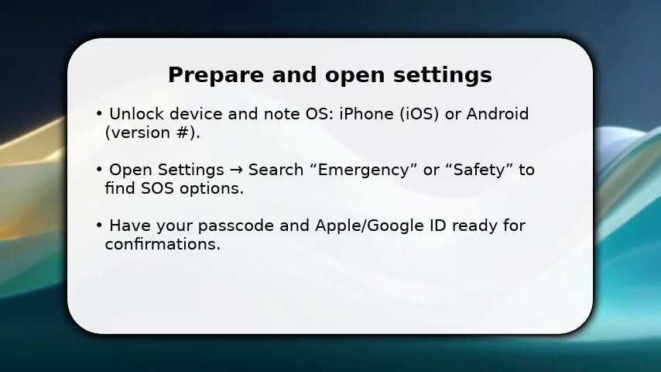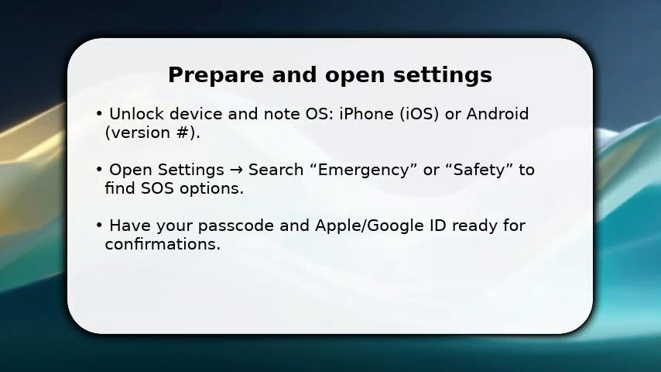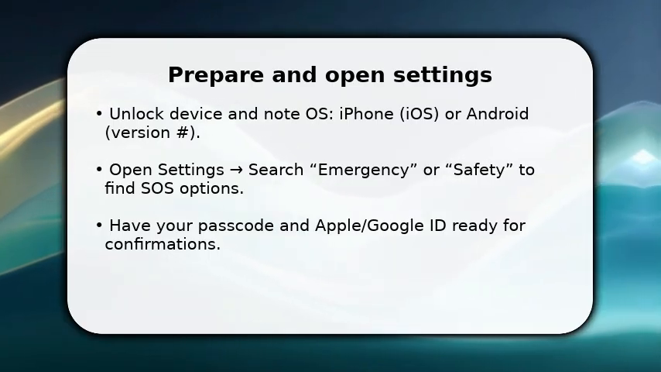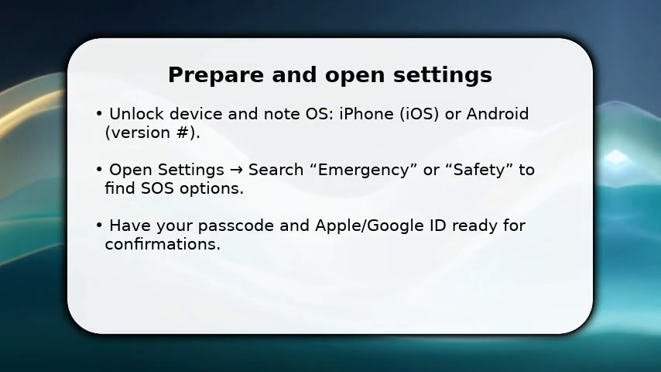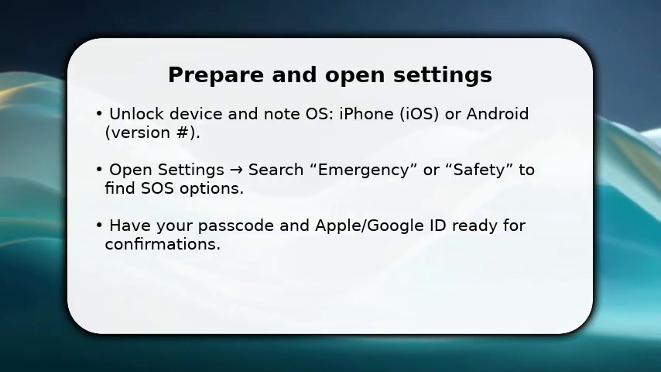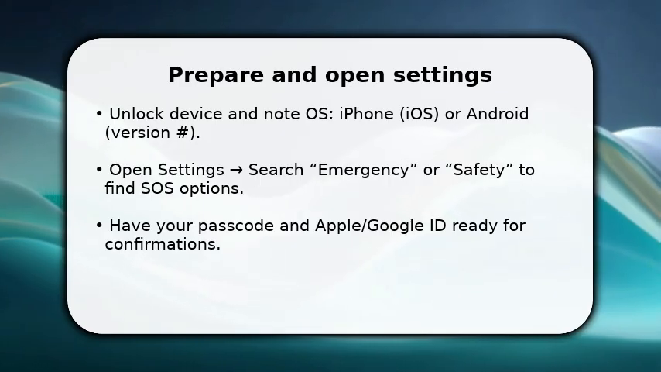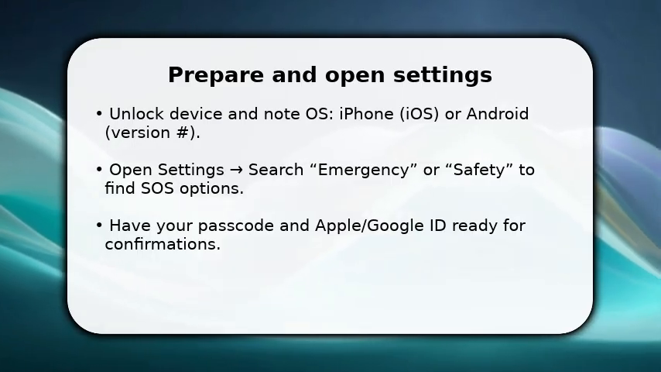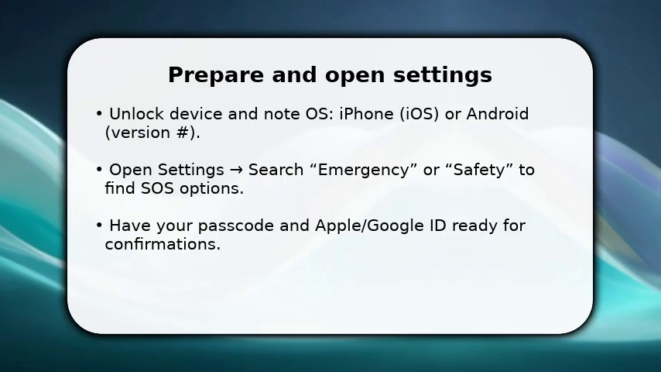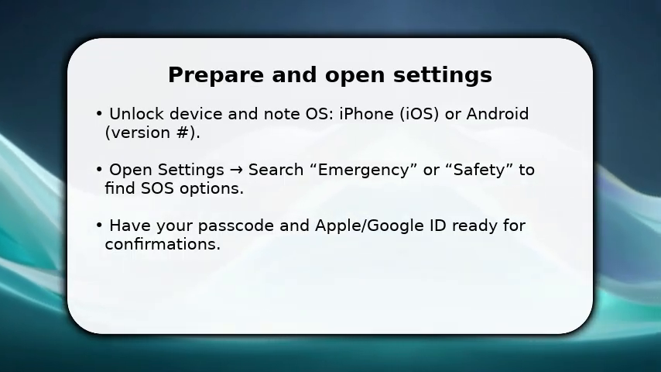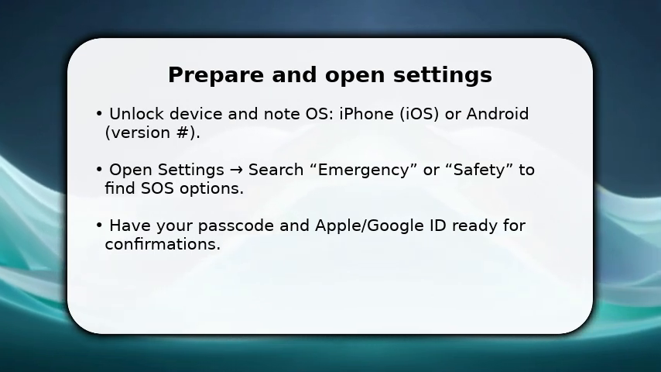Enjoy the video. You start by confirming the device and signing in. That avoids lockouts when changing safety features. Once done, open Settings and type Emergency or Safety in the search bar to jump straight to SOS options. Make sure your passcode or account credentials are handy because both iPhone and Android often require authentication for toggles. This first action reduces mistakes and gets you to the exact menu where automated calls and alerts are controlled.